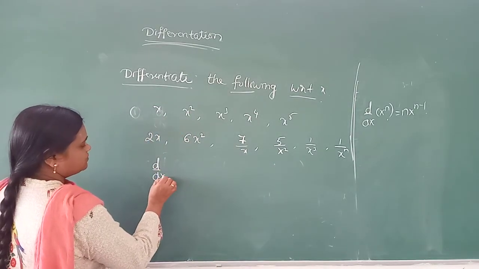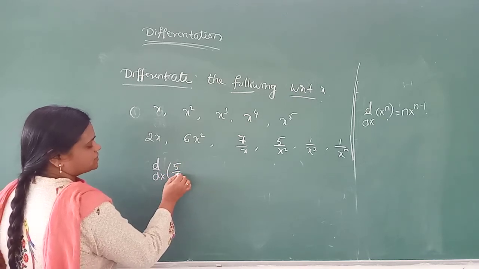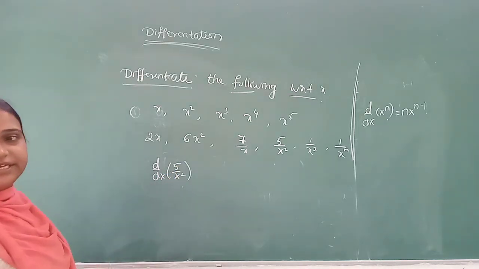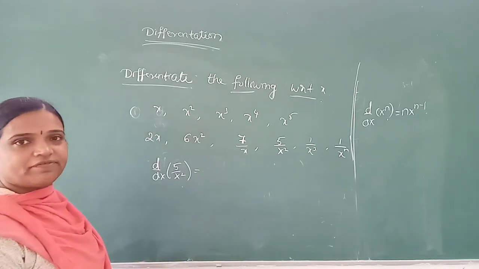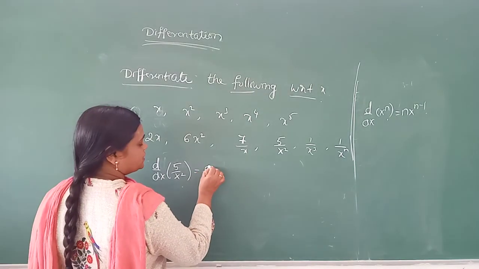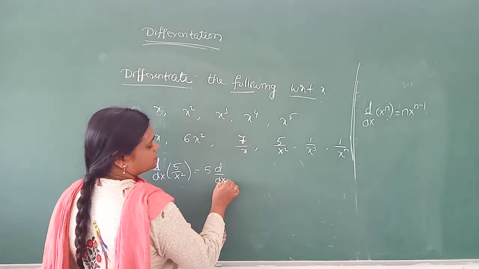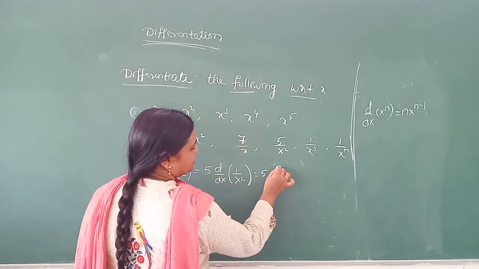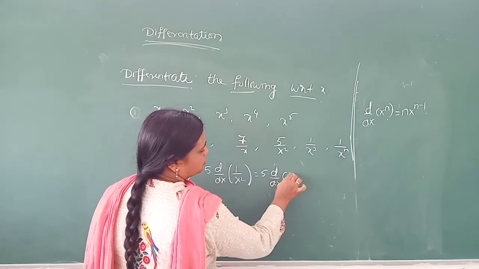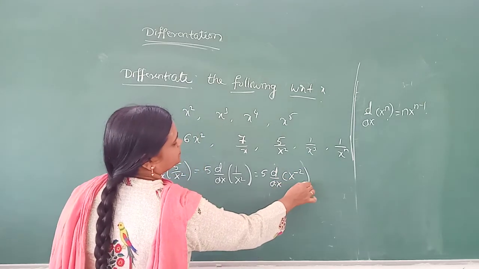D by dx of 5 by x square. Which one is constant here? 5 is constant. Take outside 5, d by dx of 1 by x square. Correct? 5 outside, d by dx of x to the power minus 2.